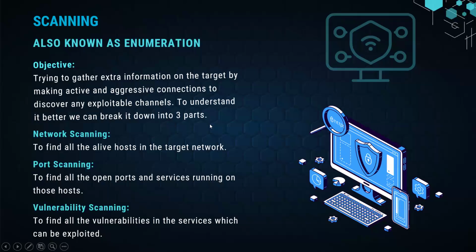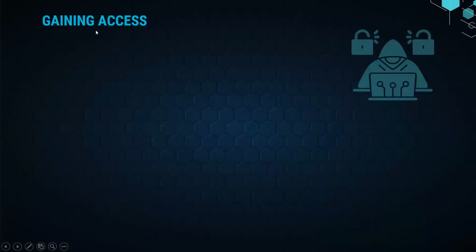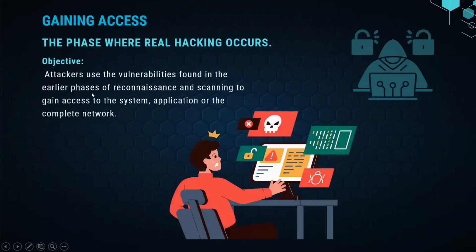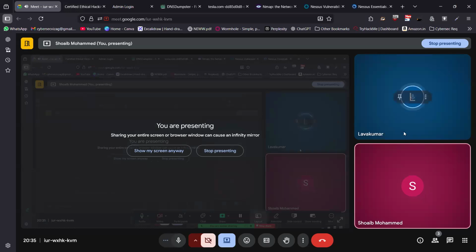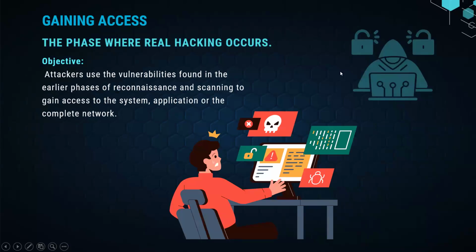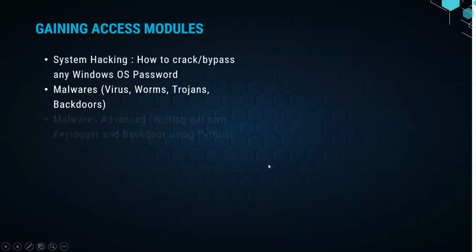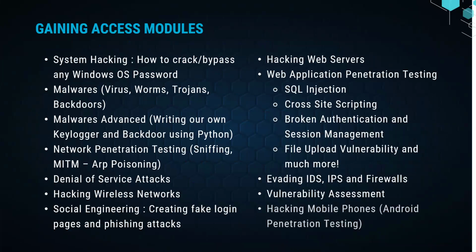Once you know what vulnerabilities exist, we go over to the next phase, gaining access. This is the phase where the real hacking occurs. Attackers are now going to use the vulnerabilities they found to attack certain applications or certain systems or the entire network. Nmap itself can be used for both network and port scanning. Coming back to this again, this is the core topic of this entire course. It covers a vast variety of topics here, as you can see. Let me explain each of these one by one now.